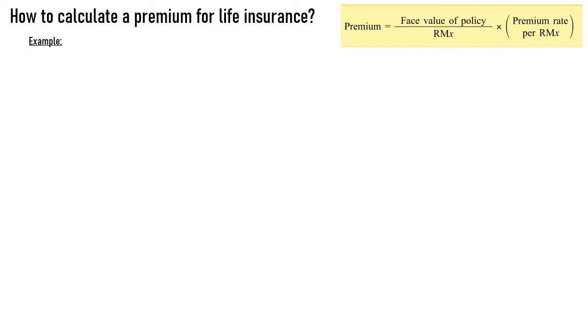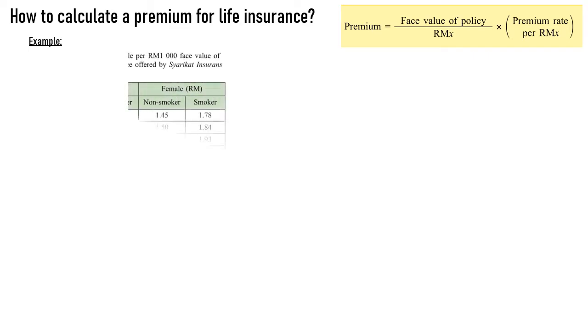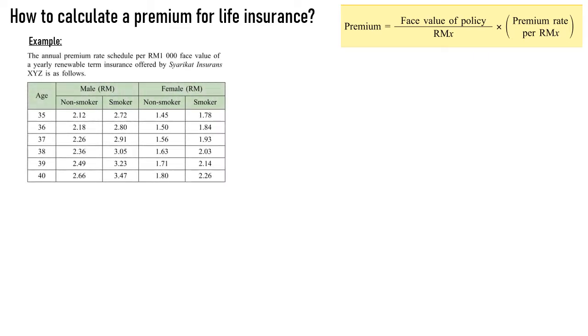So as you can see, this is the formula for how to calculate a premium for life insurance. I'm going to show you an example. The annual premium rate schedule per 1,000 ringgit Malaysia face value of a yearly renewable term insurance offered by Syarikat Insurance XYZ is as follows. In this table, the premium rate is different based on the age, gender, and also the condition of whether you are a smoker or non-smoker.